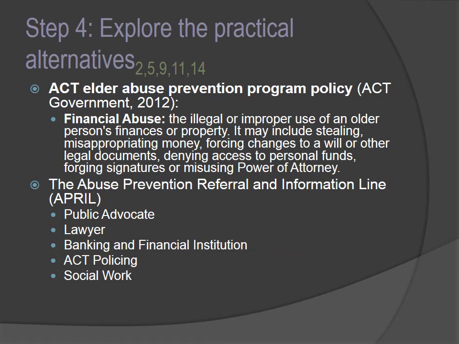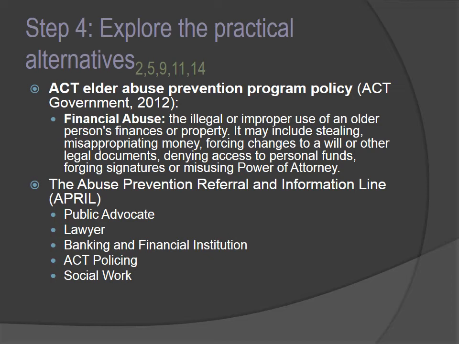Step 4. Explore the practical alternatives. Paths of action. The ACT Elder Abuse Prevention Program aims to reduce and prevent incidents of elder abuse. A recent report from Alzheimer's Australia and New South Wales has found that many people have no knowledge of how or where to report suspected and actual financial abuse of people with dementia. The Abuse Prevention Referral and Information Line, otherwise known as APRIL, is a telephone service that provides a single point of contact for callers who do not directly approach support services, but want to discuss elder abuse issues and seek advice and referral on options.